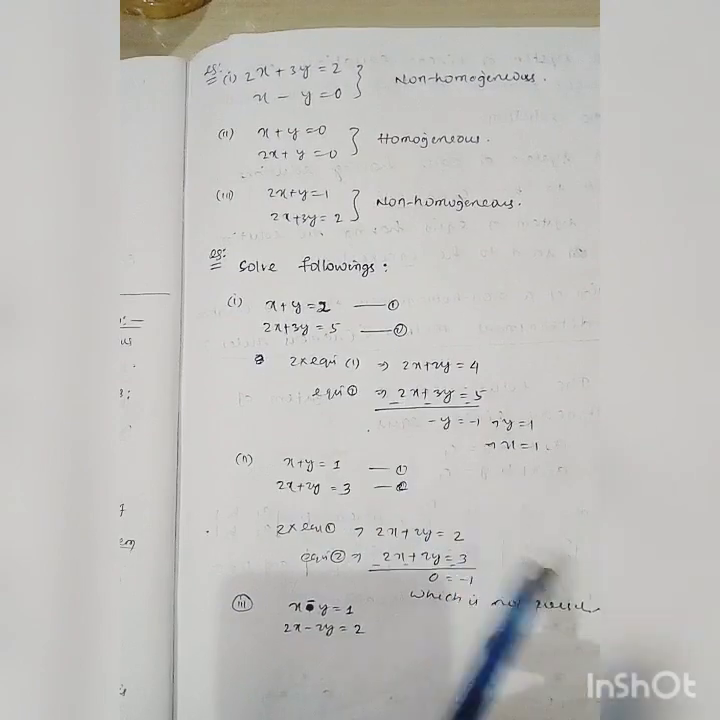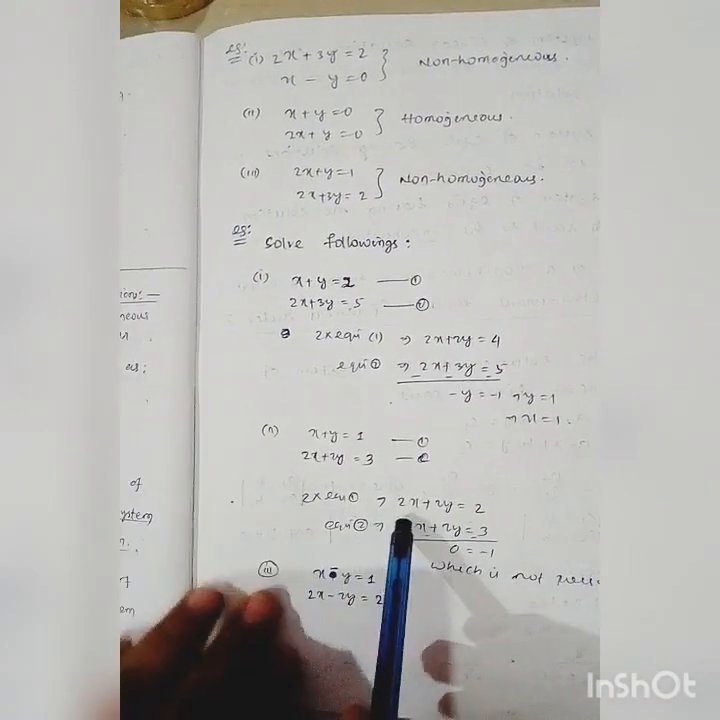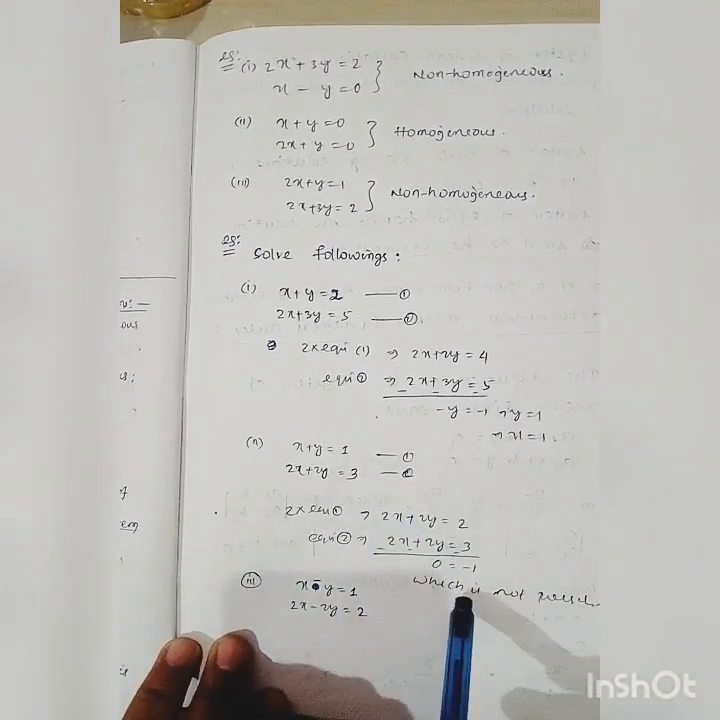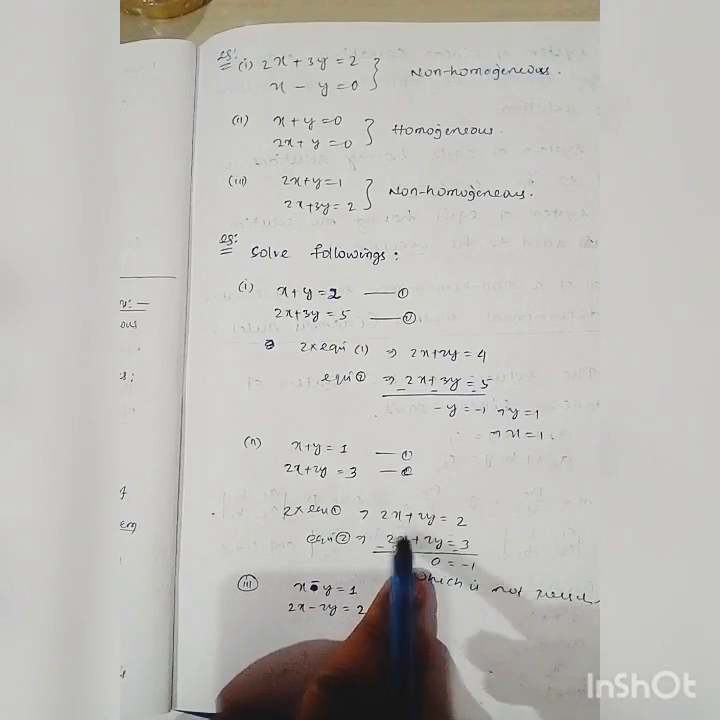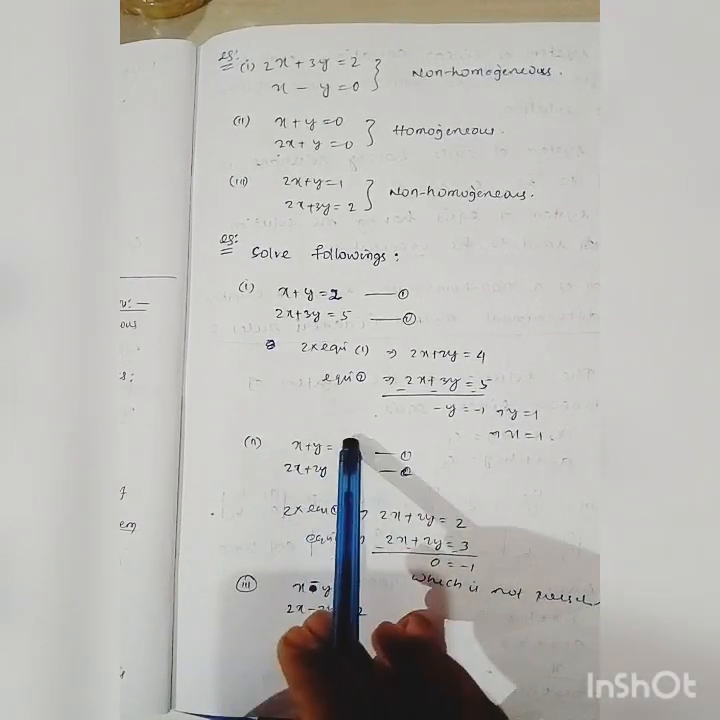Suppose you want to solve x plus y equal to 1, 2x plus 2y equal to 3. Now solving this, we get 2x plus 2y equal to 2 and 2x plus 2y equal to 3. By the elimination method, we get the left side is 0 and the right side is minus 1, which is not possible. So this system of equations has no solution.